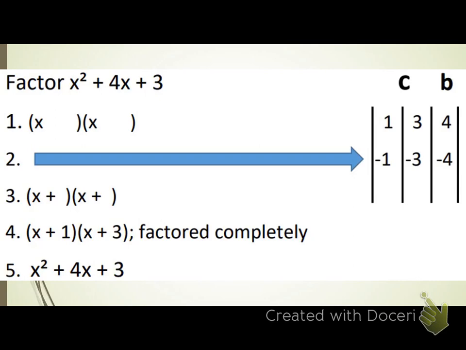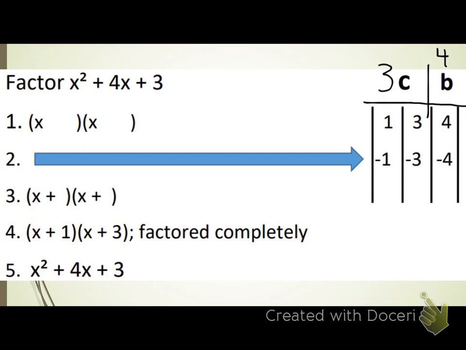Step 2, fill in multiples of your c value. What's our c value here? The constant, the number without the variable. 3. Yep. That's straight from the polynomial, right? What's my b value? 4.